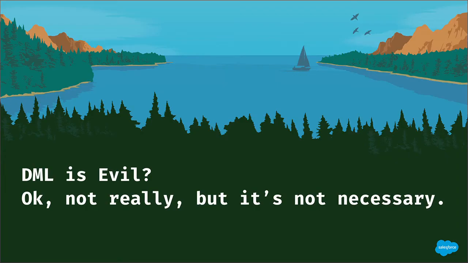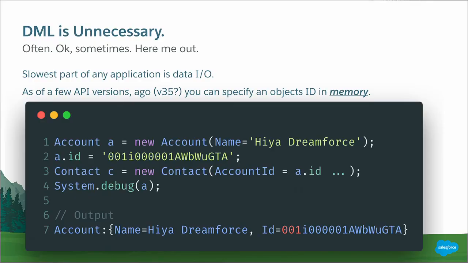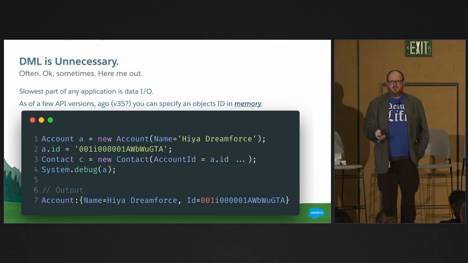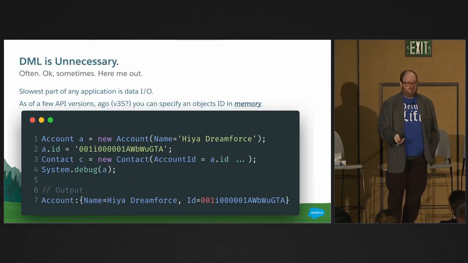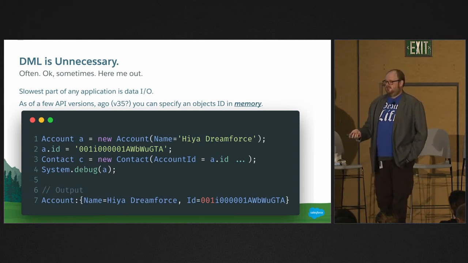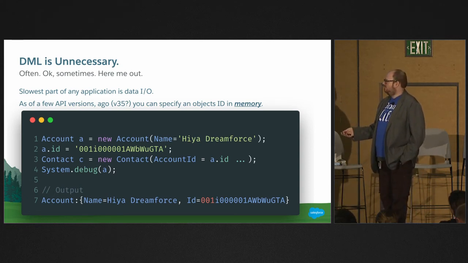All right, here's the most controversial one. DML is evil. All right, so maybe not really evil, but it may also not be necessary. The slowest part of any application, regardless of whether it's Salesforce or a Rails project or whatever project it might be, is always data I/O. And this is pure physics. Moving bits around is slow. If you can avoid it, don't do it. Pretty simple, right?